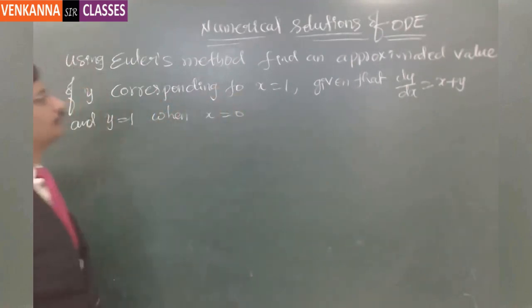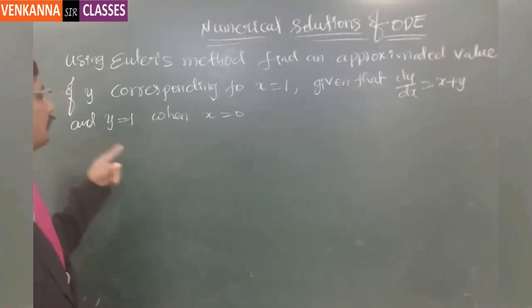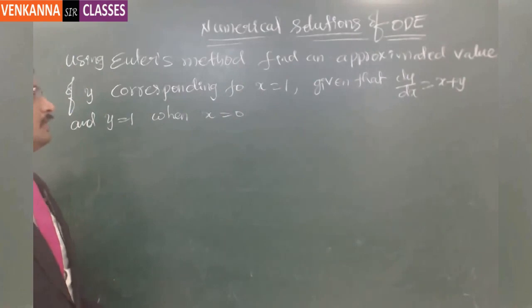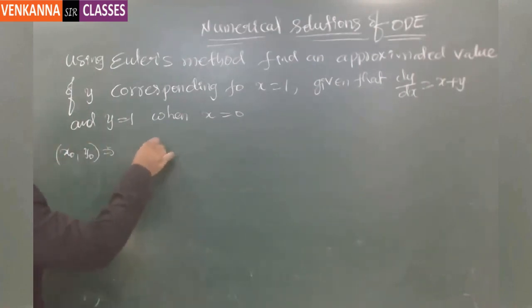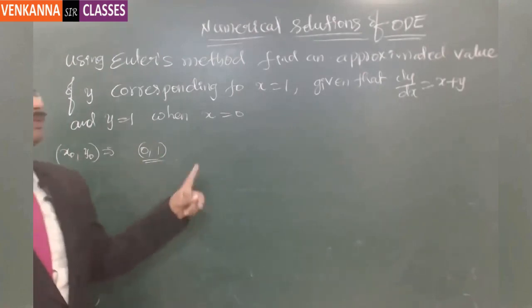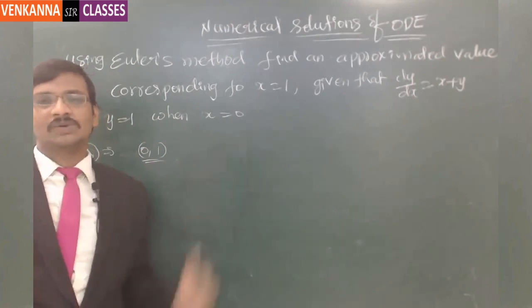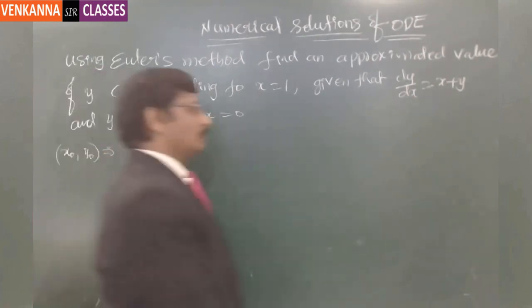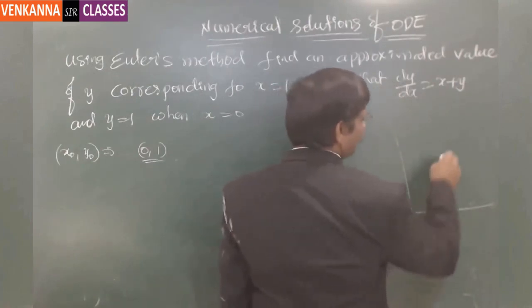So here he has asked us to find, using Euler's method, an approximated value of y corresponding to x is equal to 1. Here the initial values x naught comma y naught he has given as 0 comma 1. Now he asked us to find the value of y at x is equal to 1. So that means from 0 to 1, dy by dx is equal to x plus y.